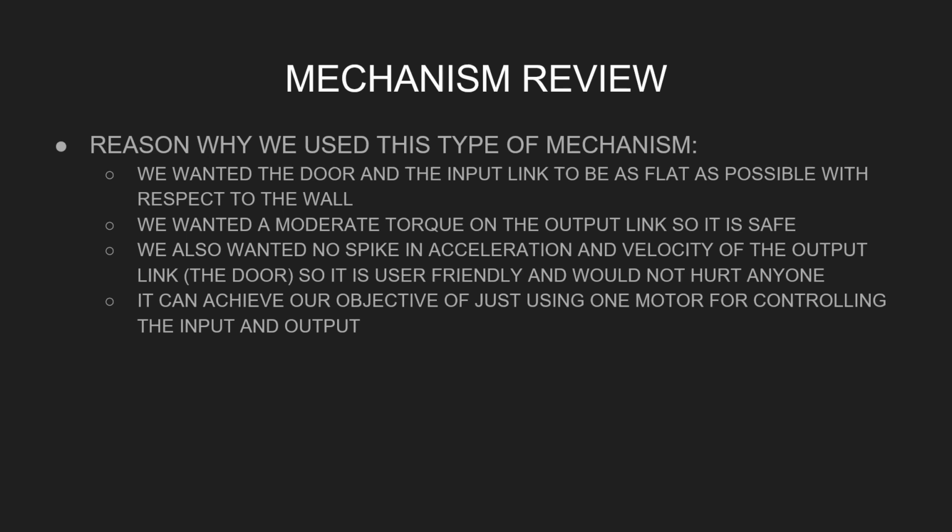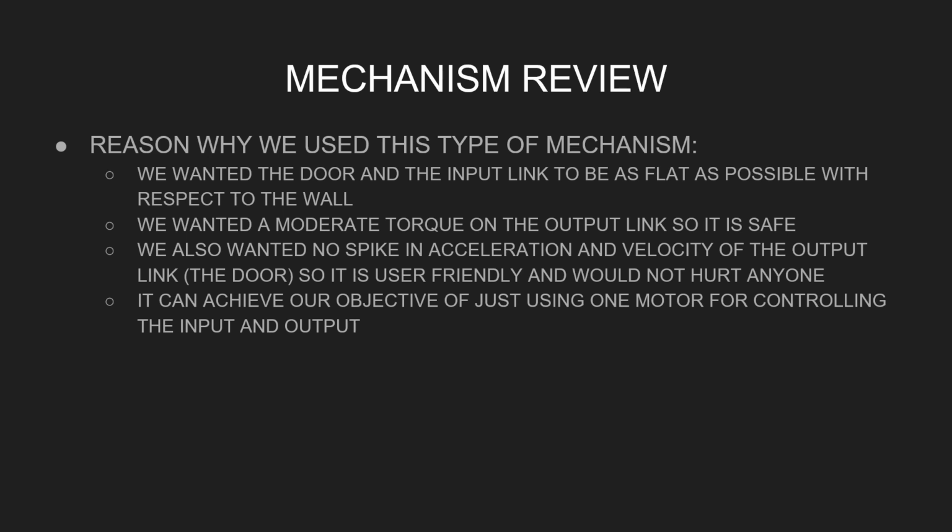The second reason is we want a moderate torque on the output link, so it is safe for people to use and stop the door when they need to do so. This is proved by the velocity and acceleration analysis in the previous graphs. If you can recall, there is just a slight amplification of the input link to the output link, which means that the power or the torque generated on the output link is not so much different from the input link. Only a slight amplification happened there.